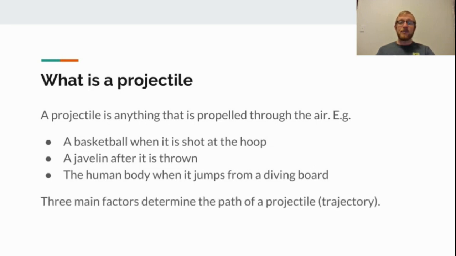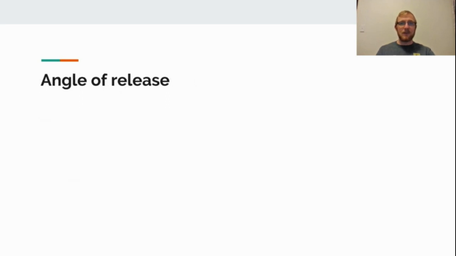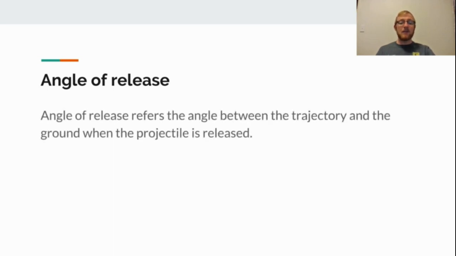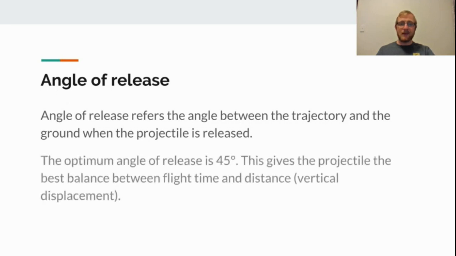Three main factors determine the path of a projectile, and we use the word trajectory to describe the path of a projectile. The first factor that influences the path of a projectile is the angle of release. The angle of release refers to the angle between the trajectory of the projectile and the ground at the point where it's released. The optimum angle of release is nearly always 45 degrees. This gives the projectile the best balance between flight time and distance travelled. We use the term vertical displacement to describe the distance it travels from where it starts.